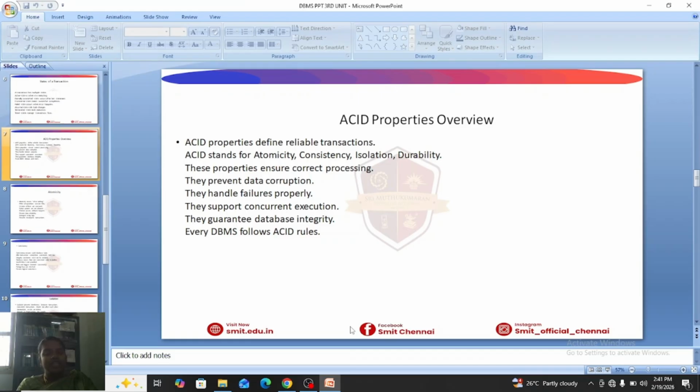Consistency: the database remains in a valid state before and after the transaction. Isolation: transactions do not interfere with each other when executed concurrently. Durability: once committed, changes are permanent even after a system crash.